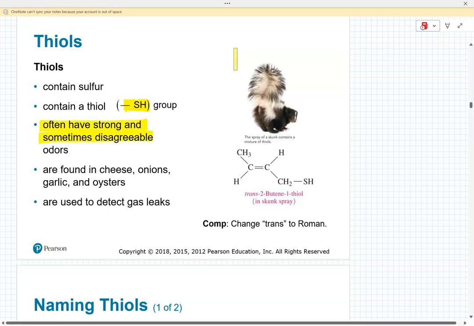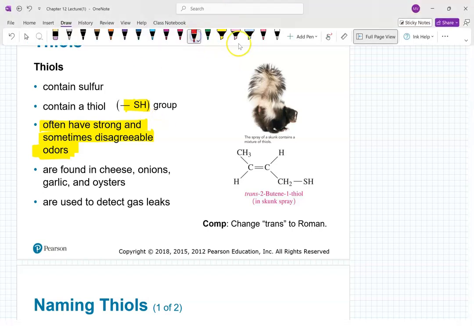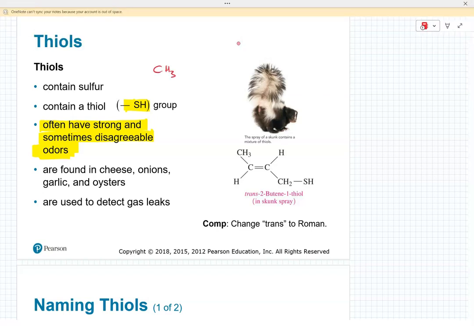I want to dwell a little bit on this. Strong and sometimes disagreeable odors. I mentioned before the compound ethane thiol, or ethyl mercaptan, this one. It is incredibly smelly. One of the smelliest chemicals in existence.